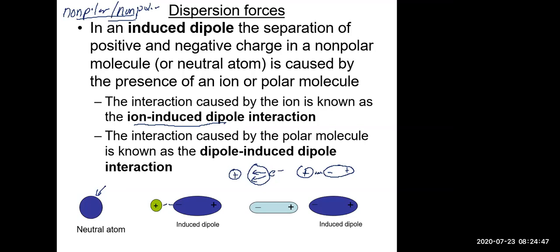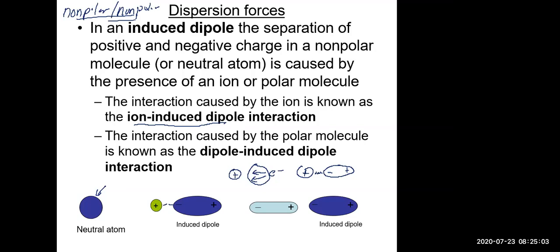And it doesn't hold very long, because those electrons are moving around and will, at some point, want to head back the other way. And that attraction will break apart. So it's not a very strong interaction that occurs.